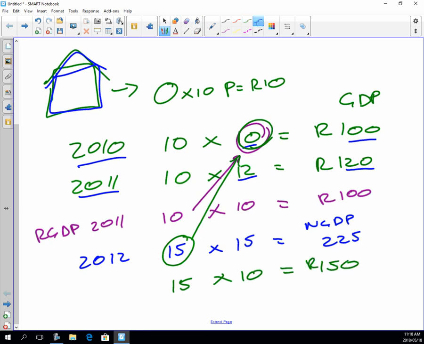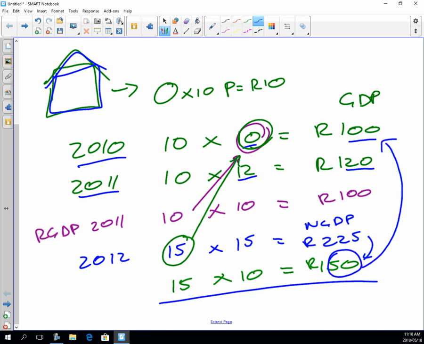Alright, so we can see that the difference between the two is now 75 Rand. So the 75 Rand difference between the nominal GDP and the real GDP is attributed to just the price change. And in this case, we can calculate that there was actually 50 Rand real growth in this economy compared to the base year.